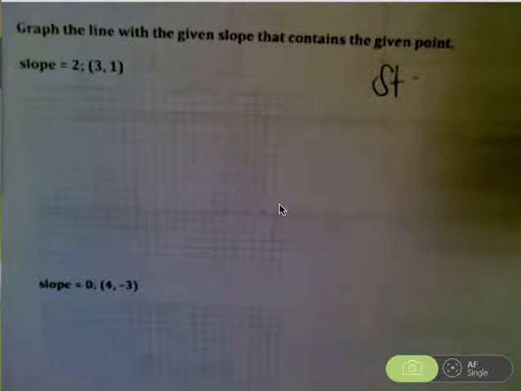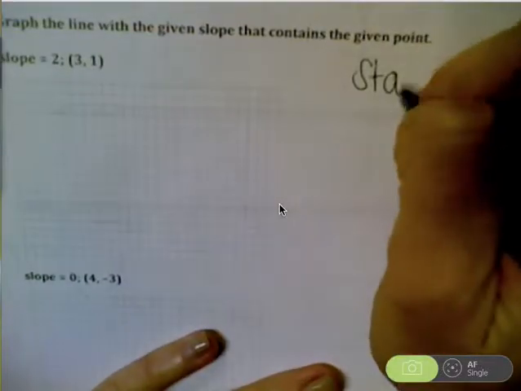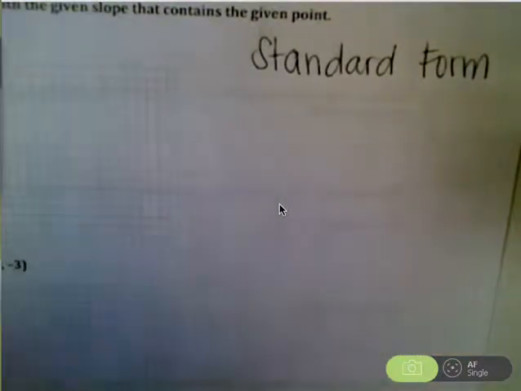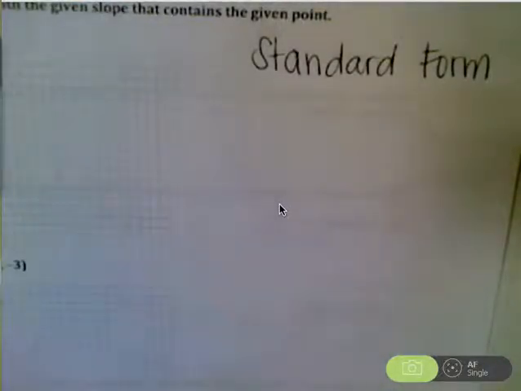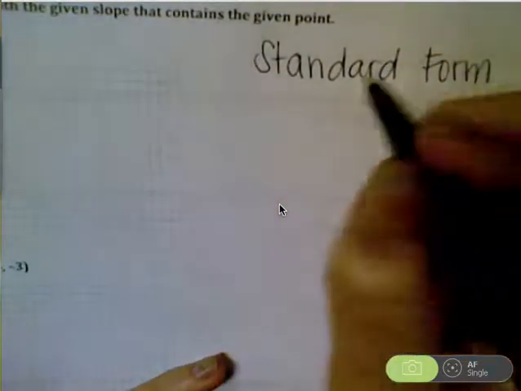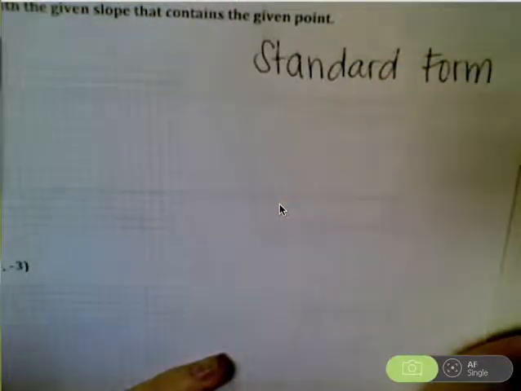Okay, the first form of a linear equation we talked about was standard form. Does anyone remember what standard form looks like? Isn't it K equals MX? Say it again. K equals MX? No. Why MX?